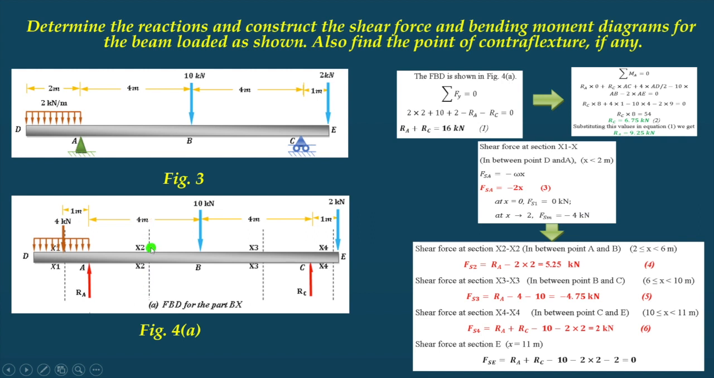Now, next section, x2. This is the next section. What's the shear force? Here forces working are Ra and this 4 kilonewton. Force equals to Ra minus this load 4 kilonewton. So Ra minus 4. And substituting the value of Ra, we are getting 5.25.